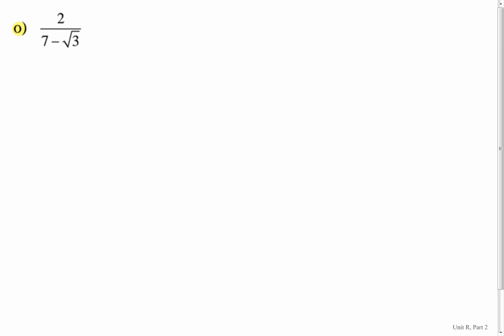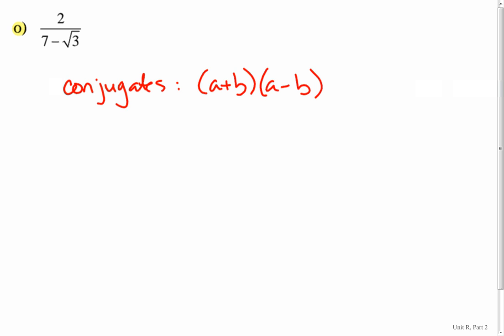Last problem. This type of thing, when you rationalize it, remember you need conjugates. You need to think of difference of perfect squares. So you have to think of that a plus b, a minus b thing. A lot of you guys are starting to get that, except that you're getting the sign wrong. You don't want to match what's there. You want to do the opposite of what is here. So in this case, it would be 7 plus root 3. If I do it on the bottom, I have to do it on the top.